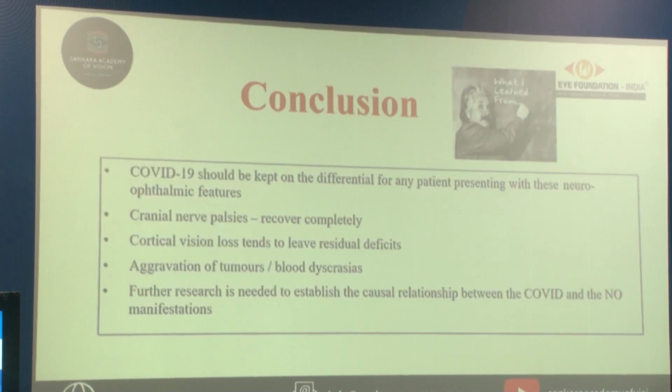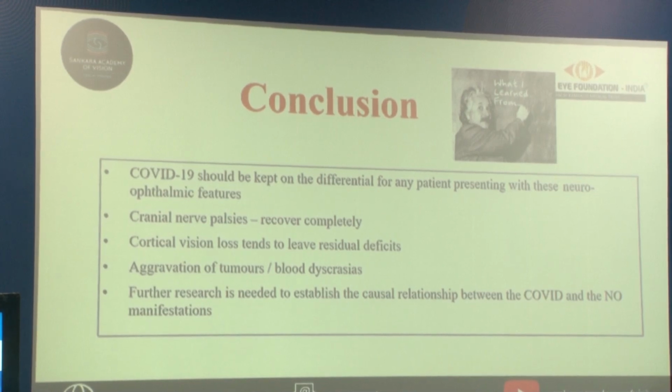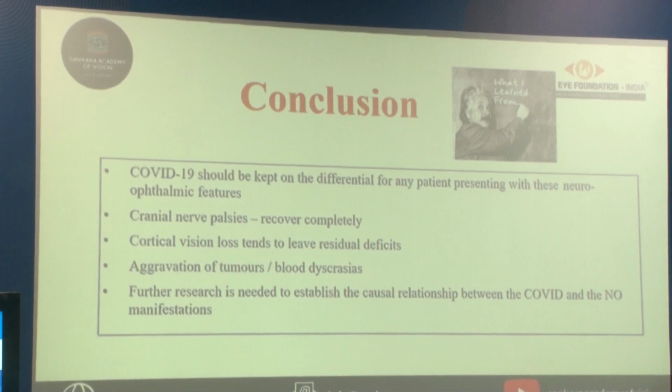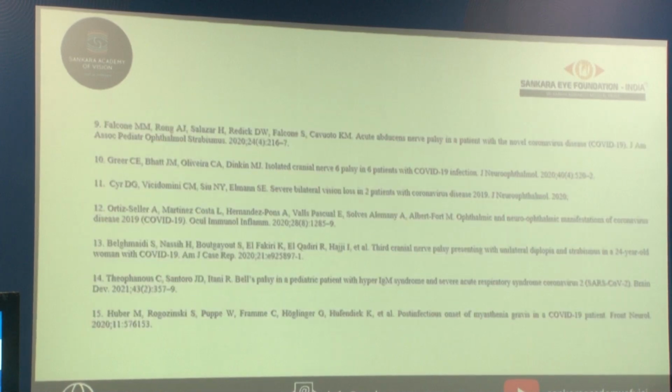So I conclude by stating that COVID can affect any part from the pupil to the brain. The cranial palsy recovered almost completely within 3 months' time, but the cortical vision loss tends to leave residual visual defects. Aggravation of tumors and blood dyscrasias were found to be associated with COVID infection. Further research is needed to establish the causal relationship between COVID and the neuro-ophthalmic manifestations. These are my references. Thank you.